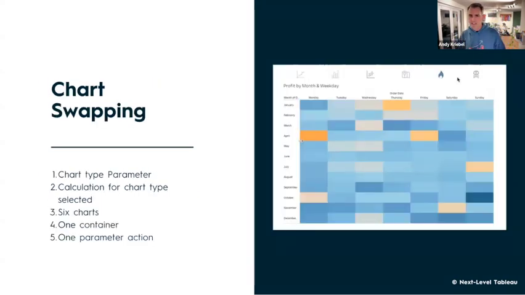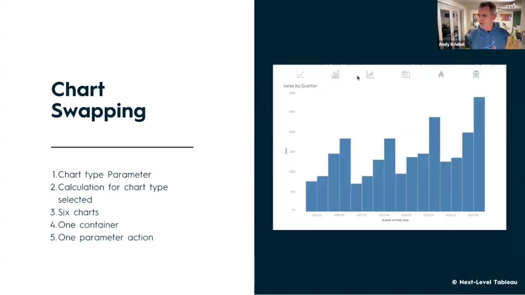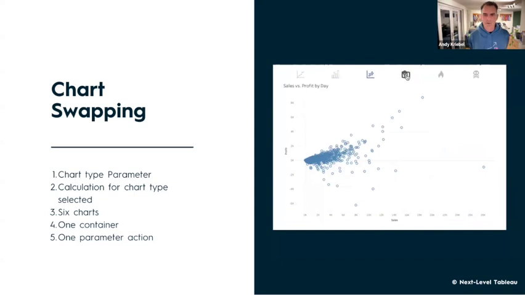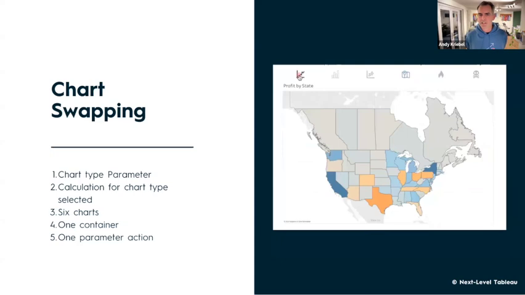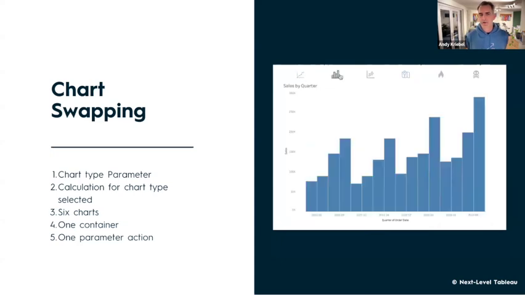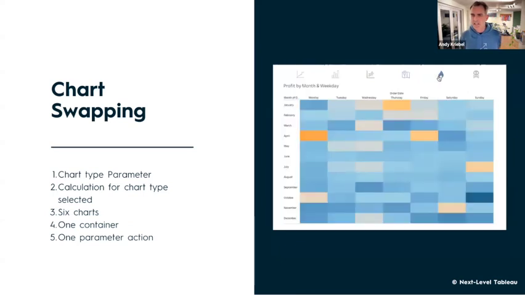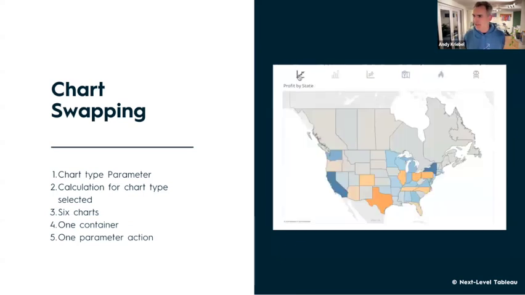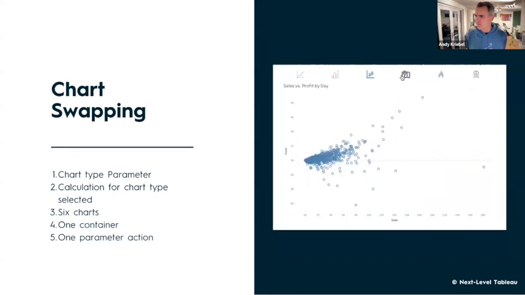So this is an example of chart swapping, and I'm sure some of you have done chart swapping before. This one is done with dynamic zone visibility. So in the past, you may have used a single container and you put all of these sheets into one container. You hid the titles, but you got those extra couple pixels of padding. Have any of you built something like that before?